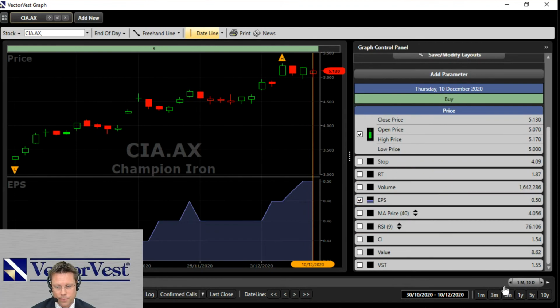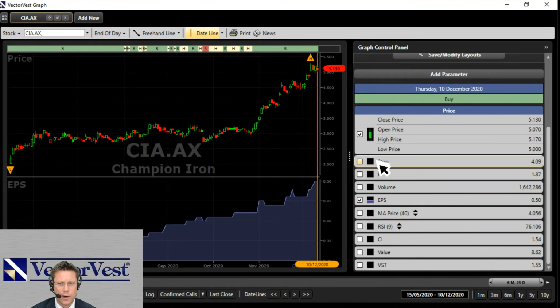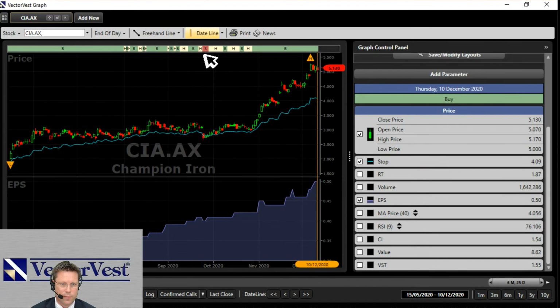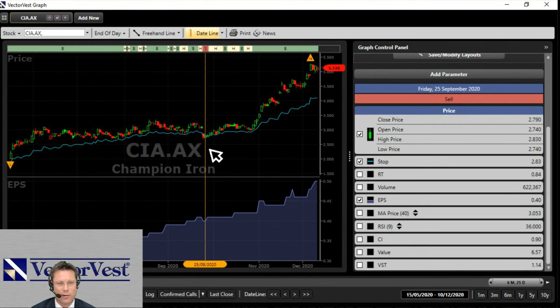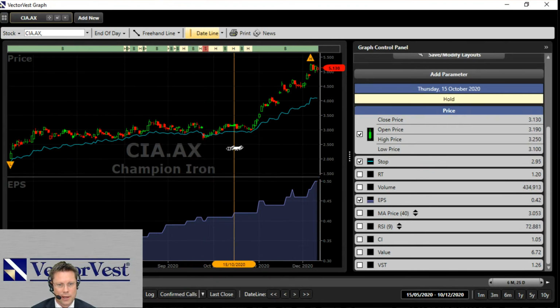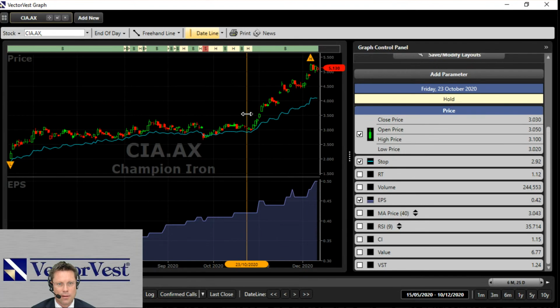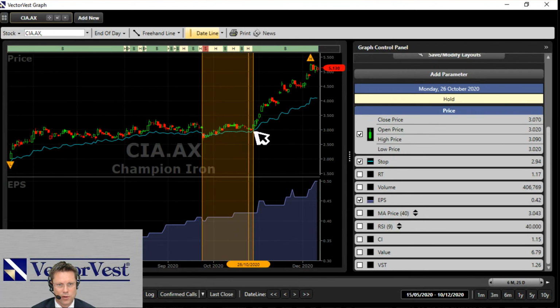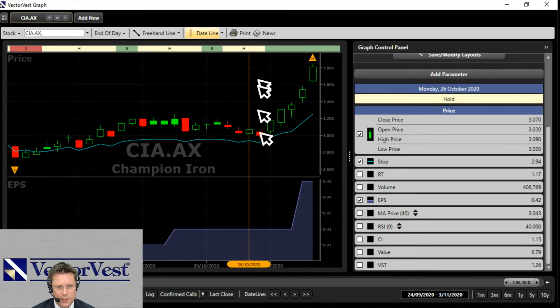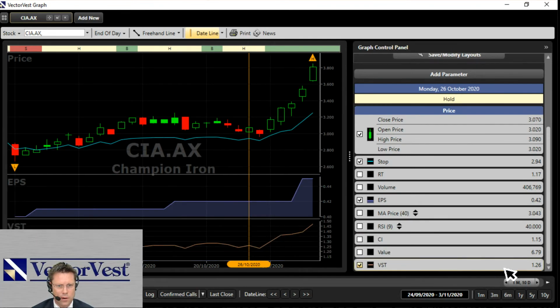To get a hold rating, well, your price must not have broken through the stop, because if it breaks through the stop, then it's a sell rating. It's basically everything except for one: all the buy conditions are being met except one. One of them is not being met. So here, if I zoom in, a hold rating. Why is this getting a hold rating? Earnings are going up, VST is above 1. What's the issue?